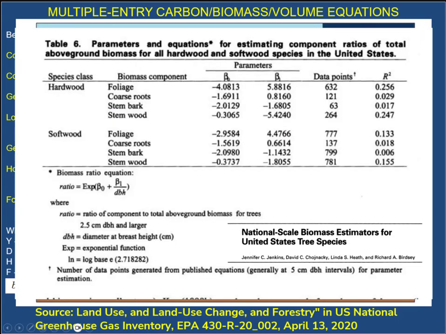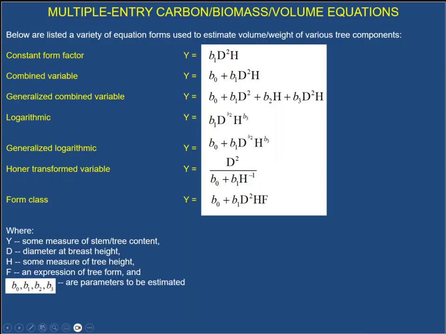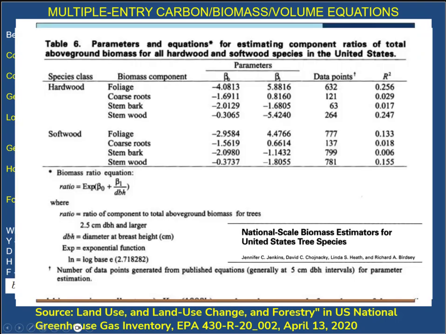So here's just an example. This is Jenkins. You may have heard of this. This is part of FIA, but they have these Jenkins equations, national-scale biomass estimators for carbon through, once again, some conversion factor. You have your total carbon. Let's say you're going to use the combined variable. And then how are you going to break it up into these components? Well, I'm going to take this ratio. So I have the foliage, coarse root, stem bark, and stem wood. The total is the sum of all of these.